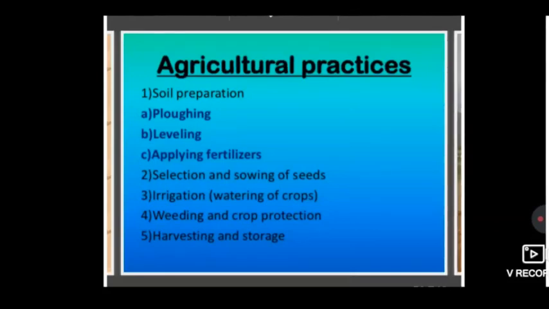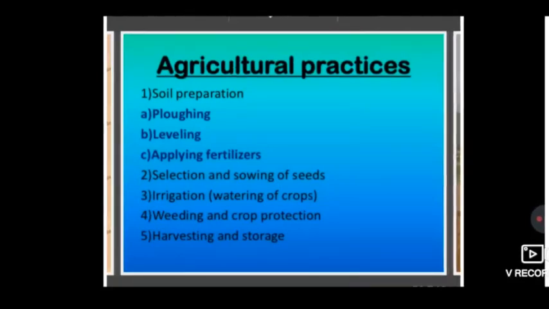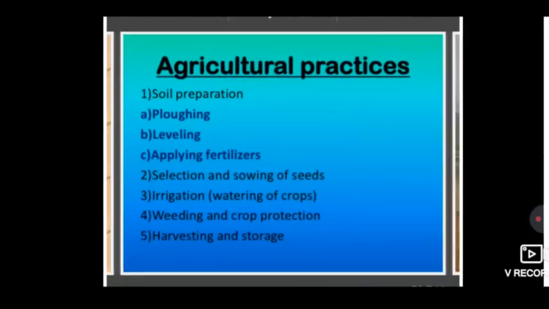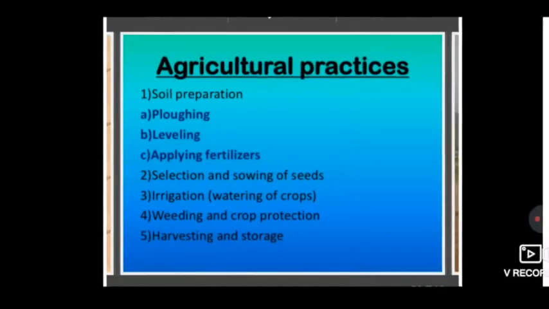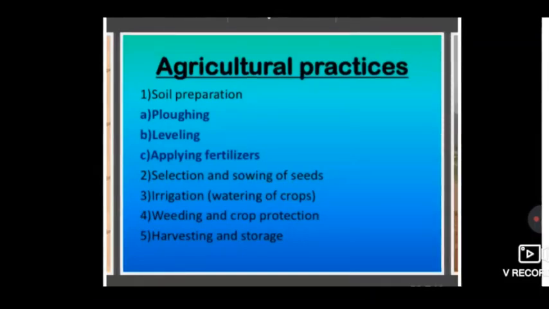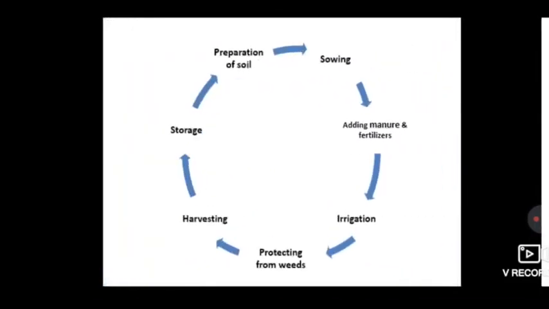So note down these agriculture practices. First one is soil preparation, that is plowing, leveling and applying fertilizers. Second one is selection and sowing of seeds. Third one is irrigation, that is watering of crops. Fourth one is weeding and crop protection. Fifth one is harvesting and storage. This is the agriculture practices cycle.